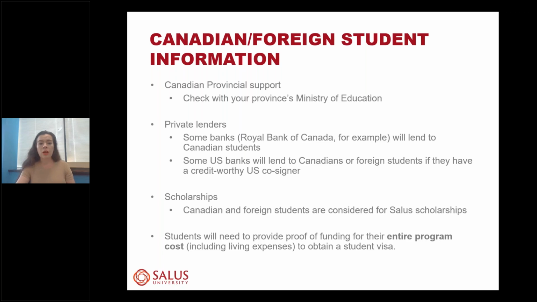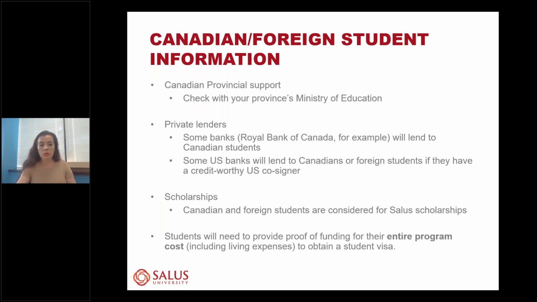Private lenders, some of our students find loans from the Royal Bank of Canada. Oftentimes this looks like a line of credit, but you will again need to look into this more deeply yourself. Some U.S. banks will lend to Canadian or foreign students if they have a creditworthy U.S. cosigner. So if you do have family or friends in the U.S. who are willing to cosign for you, you might want to look into that as well. That might be a good option for you.